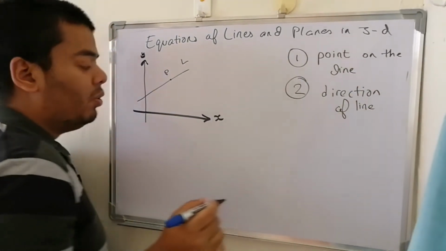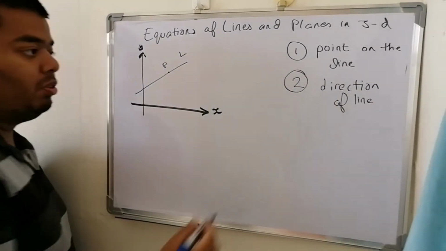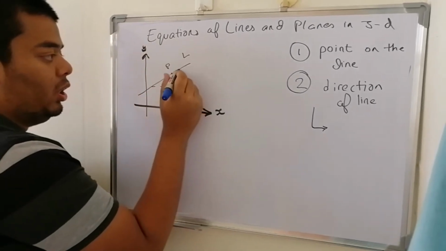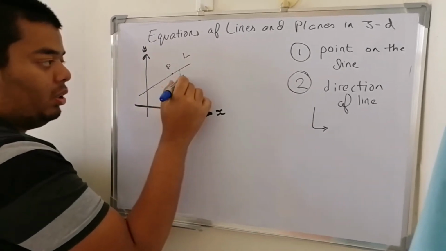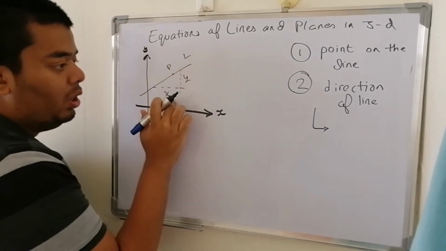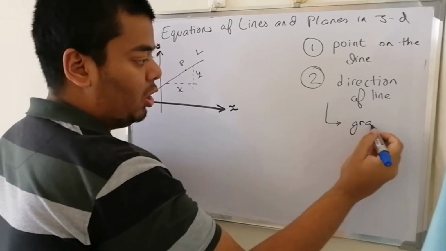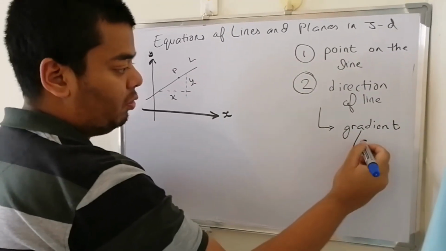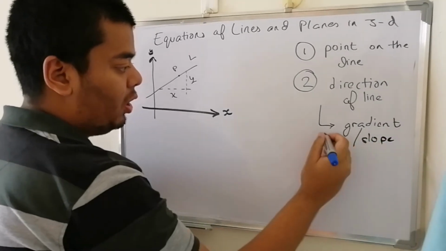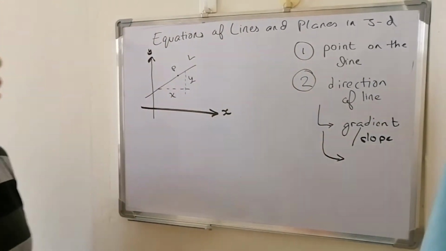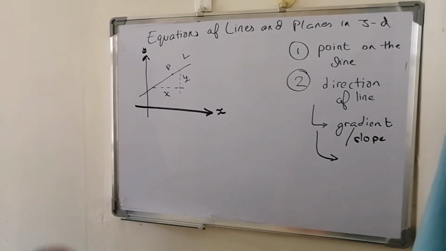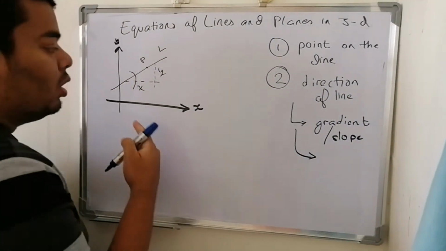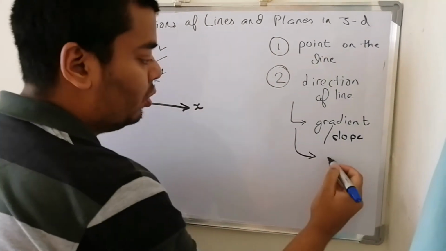The direction of the line can be achieved by two different methods. The first method is the gradient, which is the rise over the run. This is the rise, this is the run. So we have the gradient. In some books, it's mentioned as slope. And then there's another method through which we can identify the direction of the line, which is the angle to the horizontal or the angle to the vertical. Most commonly, the angle to the horizontal is used. So the angle.